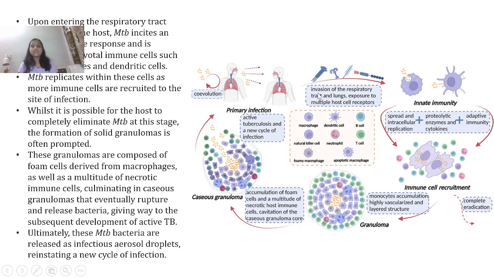So first it is invading the respiratory tract and lungs, then the innate immune cells are getting activated, it is spreading, and there is intracellular replication, production of proteolytic enzymes and cytokines, and activation of the adaptive immunity.